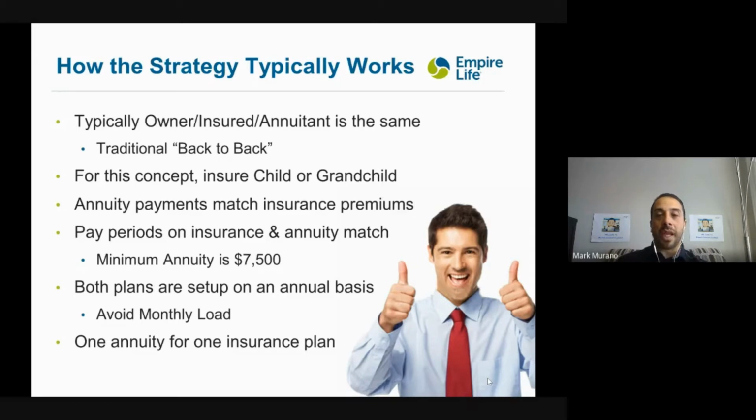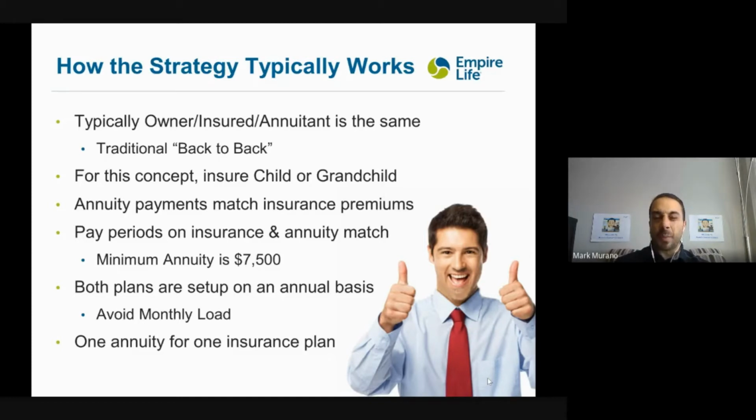When we set this up, we want an annuity payment to match the insurance premium. So if we're choosing a 10-pay or a 20-pay, we are going to choose a term certain annuity that matches the annual premium of the insurance contract. So we're working backwards a bit to see how much annuity we need to buy to match the annual premiums of the insurance. The pay periods and annuity match.